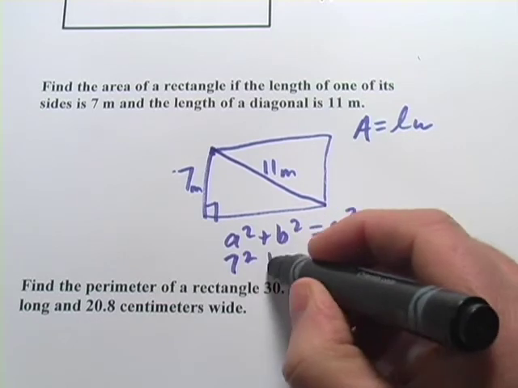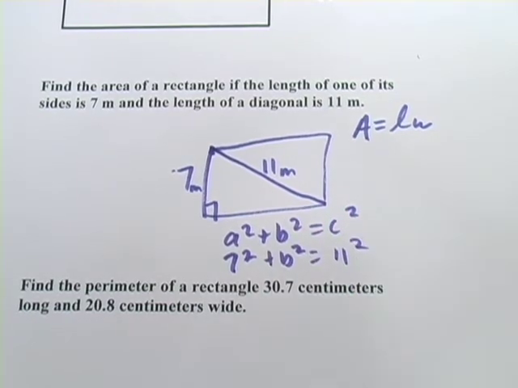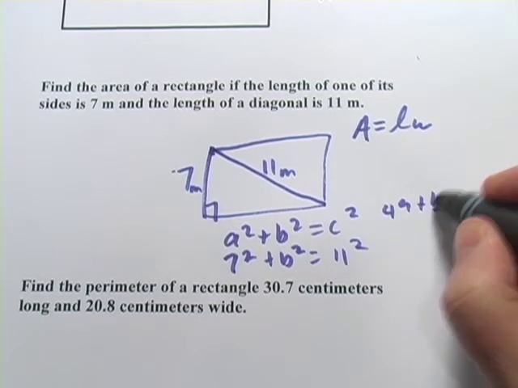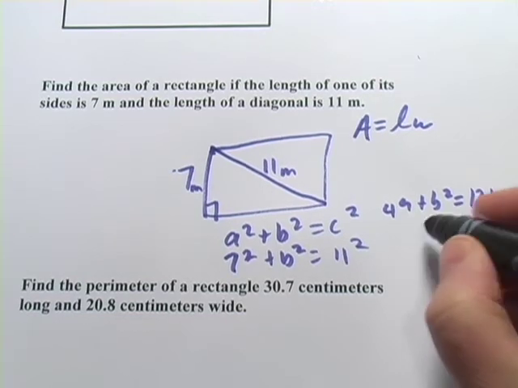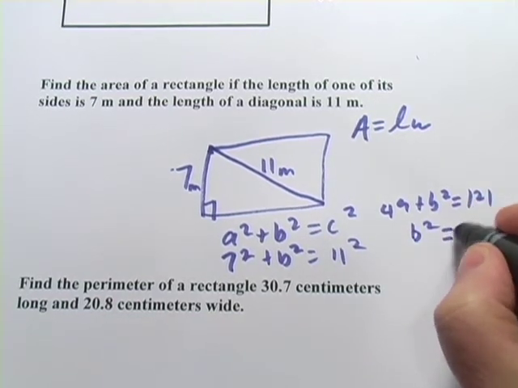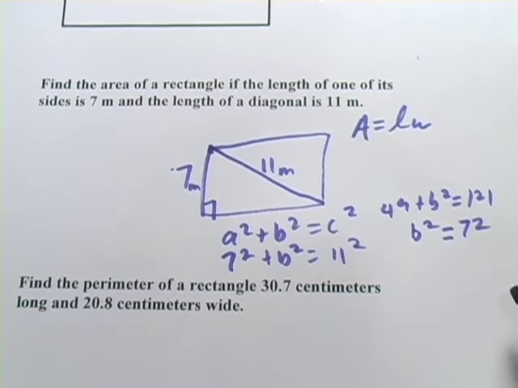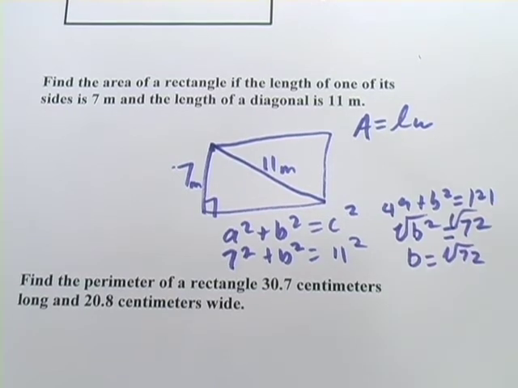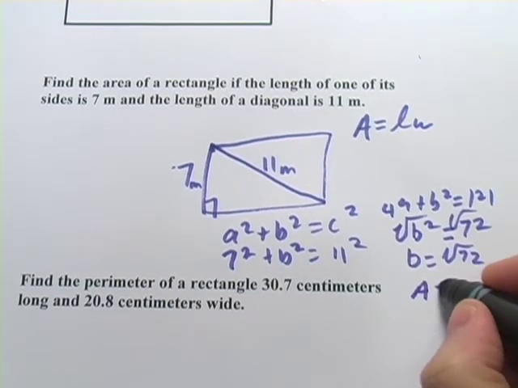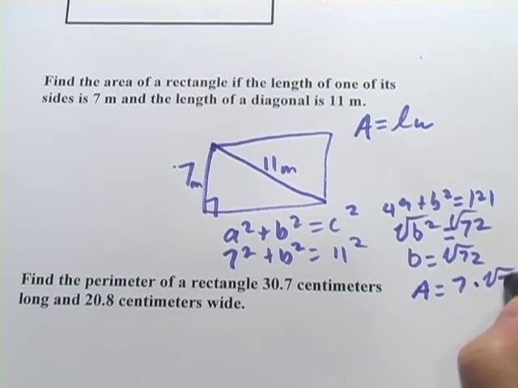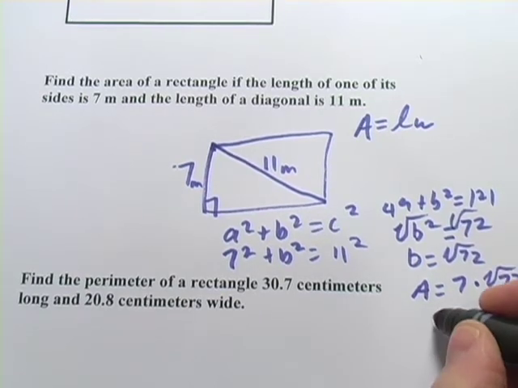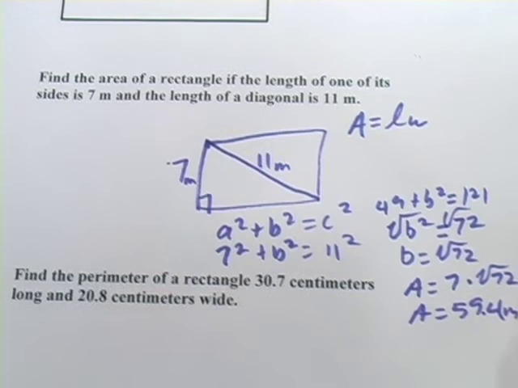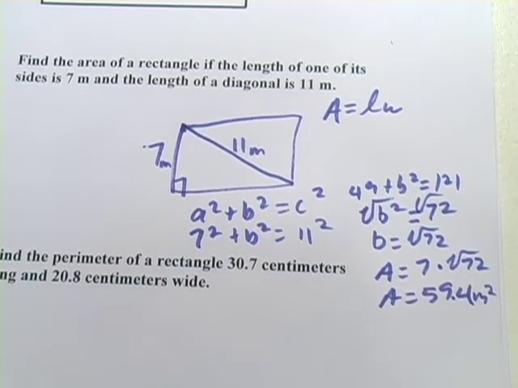That would be 7 squared plus b squared equals 11 squared, and that would be 49 plus b squared equals 121, and that would be b squared, we subtract 49 from both sides, is 72, and then we take the square root. So it looks like b is the square root of 72, and now our length times width is simply 7 times the square root of 72. And that, if you punch that into your calculator, should be 59.4, and this was in meters, so this is meters squared.